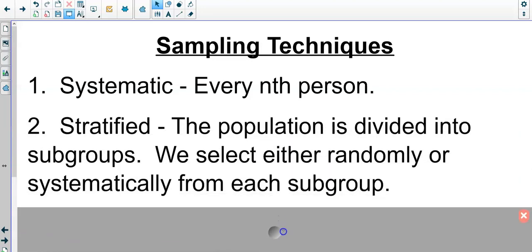From there, we can talk about stratified. Okay? What you do is you take your population and you divide them into subgroups. Population, when we talk about a population, it's the group that we want to study. Okay, that's what population means.